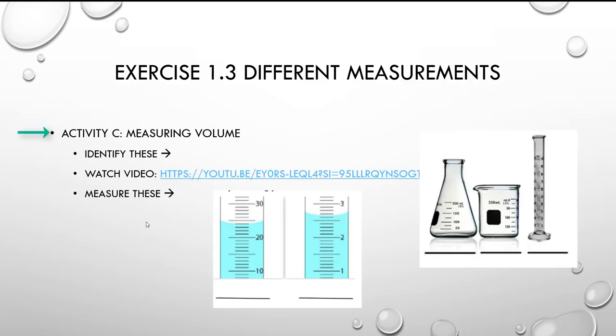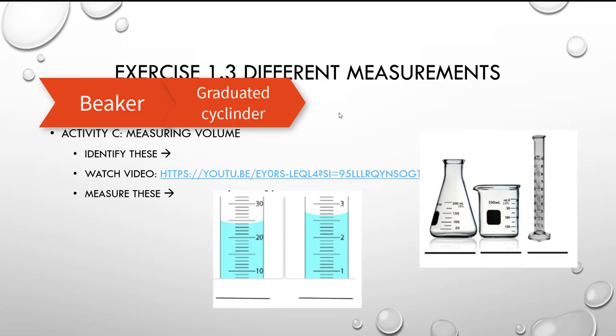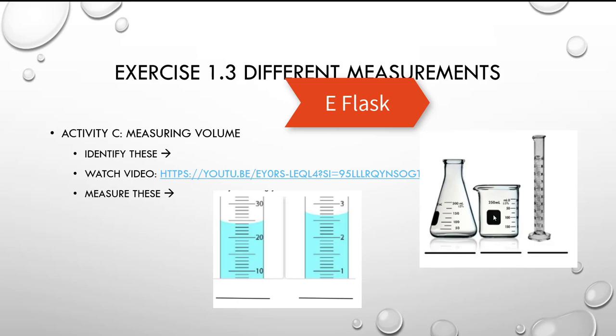And then next we have measuring volume. So first we need to figure out what is what here. In your manual you have three, this is actually from your supplement. So we have 3 items here: what's called a beaker, a graduated cylinder, and an Erlenmeyer flask. So we have to figure out which one is which, okay?